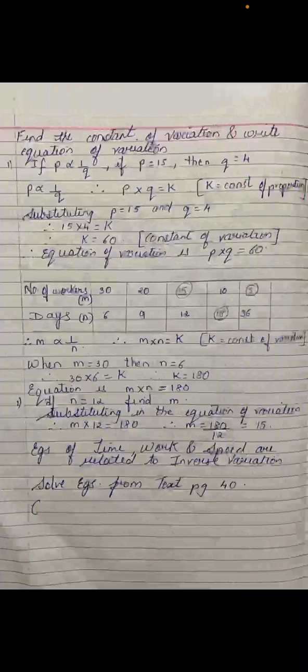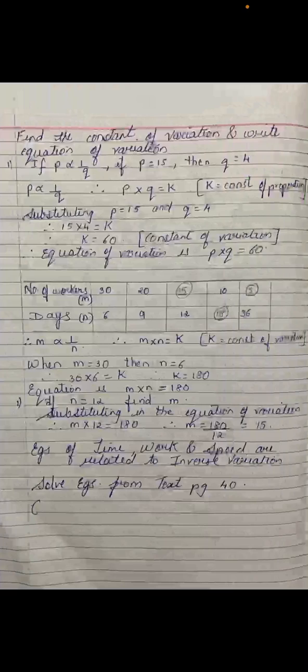Now, let's see the first problem there. If n is equal to 12, find m. So, substituting in the equation of variation, m into 12 is equal to 180. So, therefore, m is equal to 180 upon 12. So, m is equal to 15.